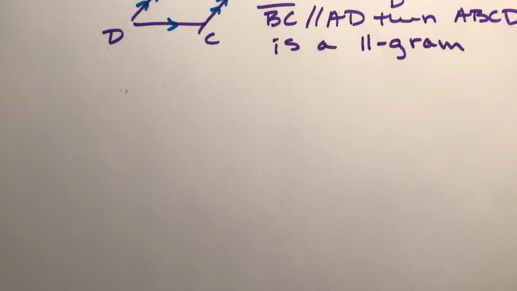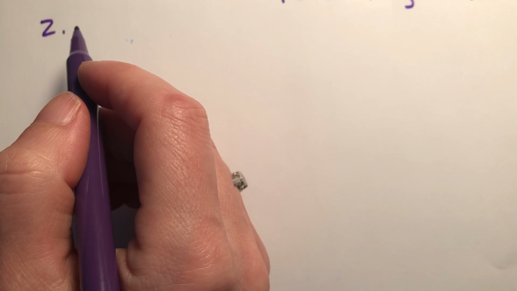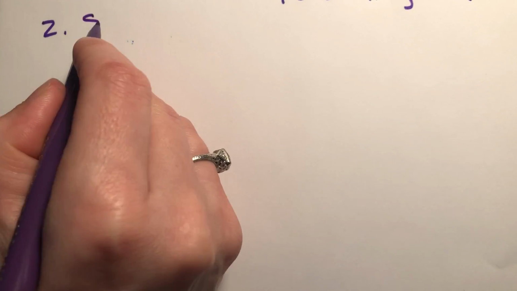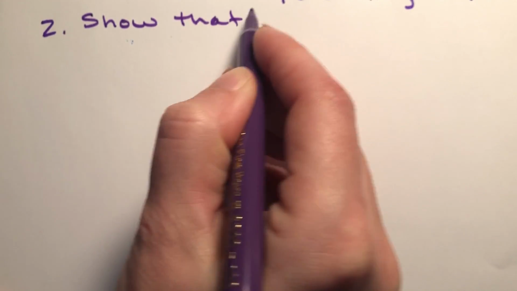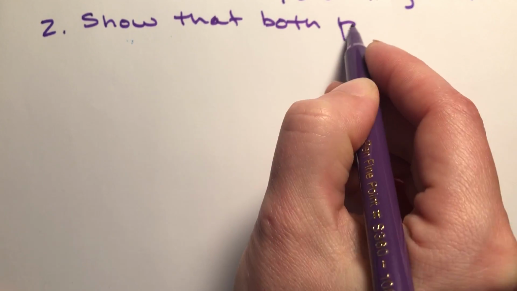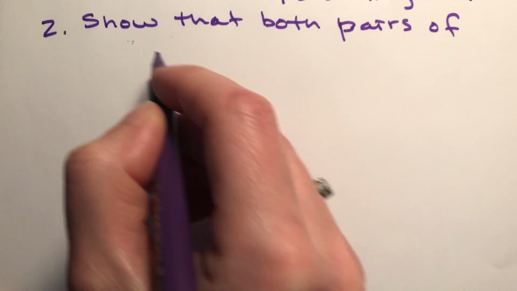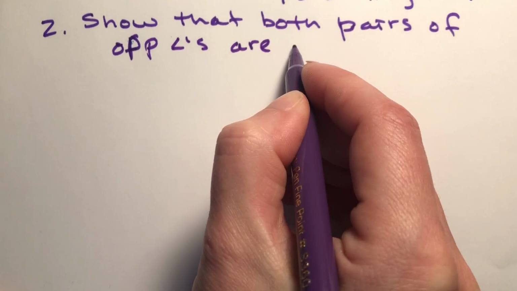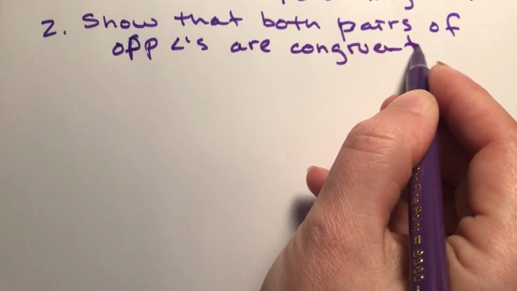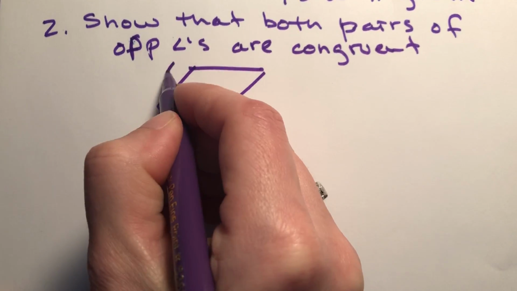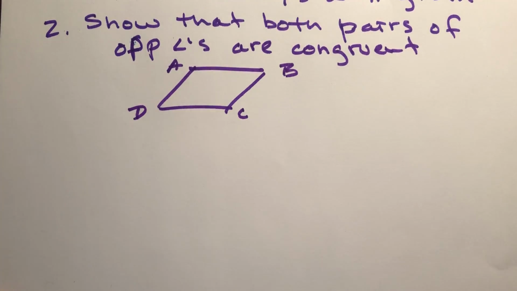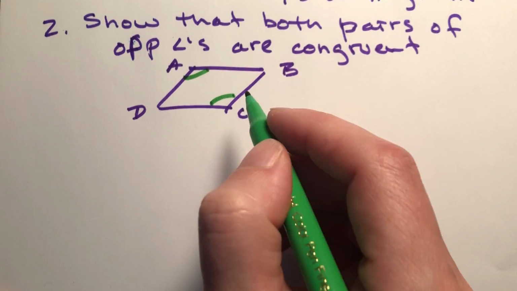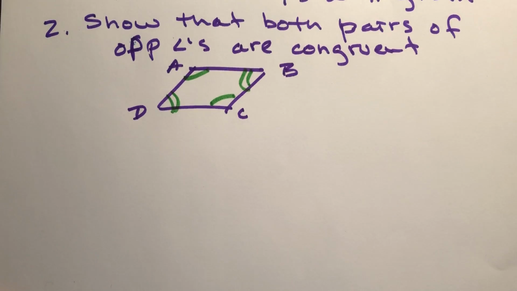Next, what's the next thing that we proved about parallelograms? Well, you can show that both pairs of opposite angles are congruent. So I could show that A is congruent to C and B is congruent to D.